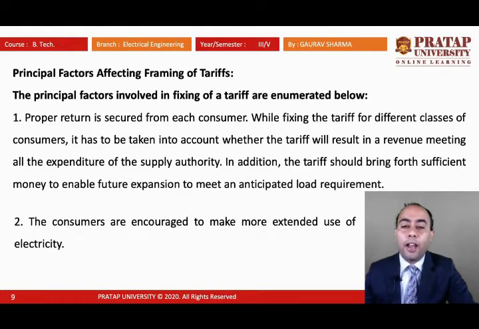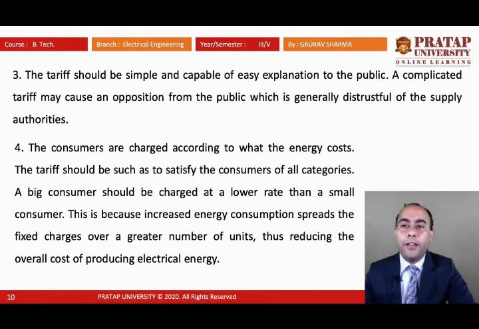Each consumer is encouraged to make more extended use of electricity. The more electricity they consume, the more money we can recover. So we have to encourage the consumer also. The tariff should be simple and capable of easy explanation to the public. So the tariff should be easy for each and everyone to understand. It should not be too complex, such that only those who create it and who charge the price can understand it. No, each and every common person can understand the tariff.